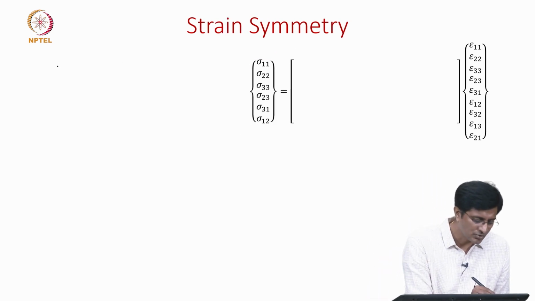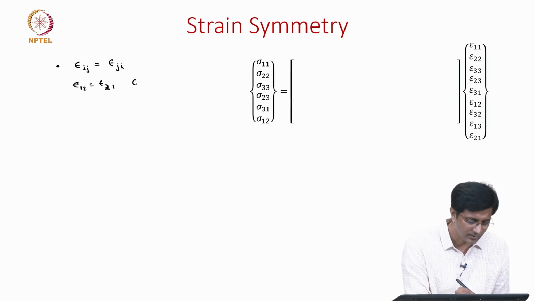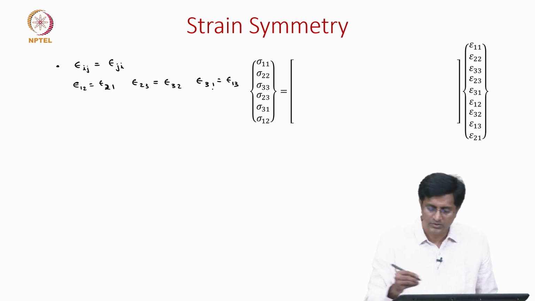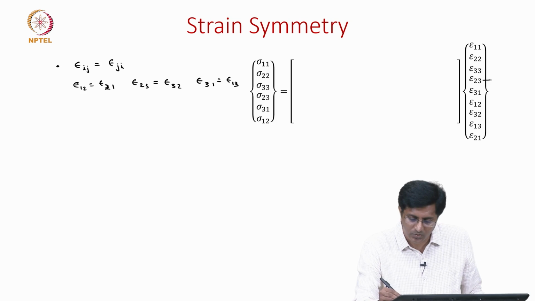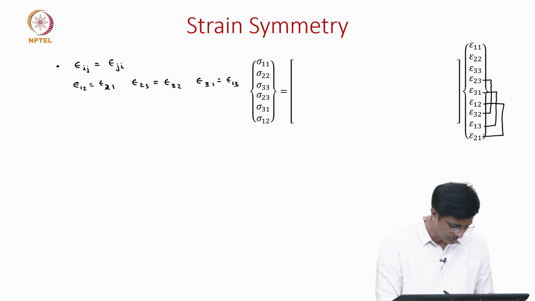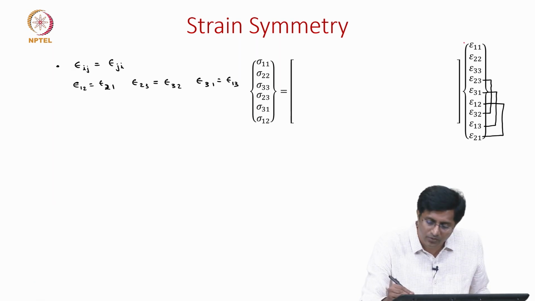So, again we can show that epsilon ij is equal to epsilon ji, meaning epsilon 1 2 equals epsilon 2 1 and epsilon 2 3 is strain 3 2, strain 3 1 is strain 1 3. So, essentially we are saying that epsilon 2 3 here is same as epsilon 3 2 and epsilon 3 1 is same as epsilon 1 3 and epsilon 1 2 is same as epsilon 2 1. So, essentially we need to only focus on the first 6 strain terms.